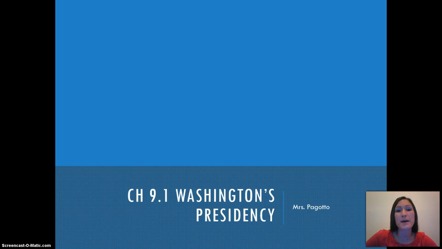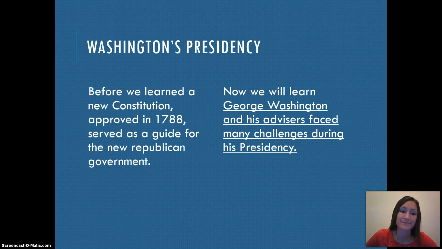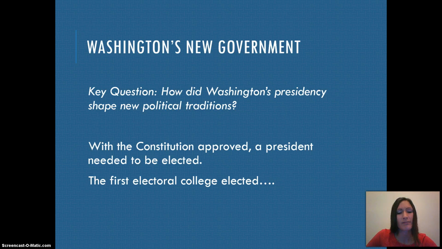Today we're going to talk about Chapter 9, Section 1, Washington's Presidency. Before, we learned that a new constitution approved in 1788 served as a guide for the new Republican government. Today we're going to look at how George Washington and his advisors faced many challenges during his presidency. So the key question: how did Washington's presidency shape new political traditions?